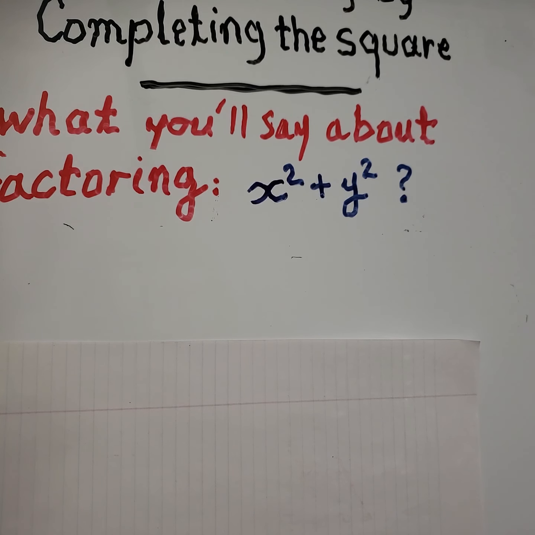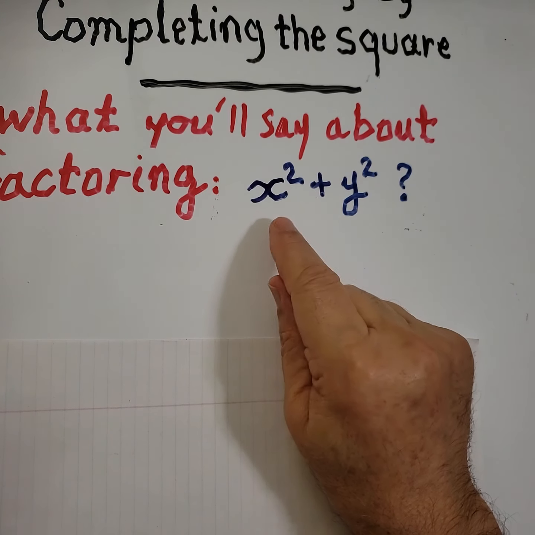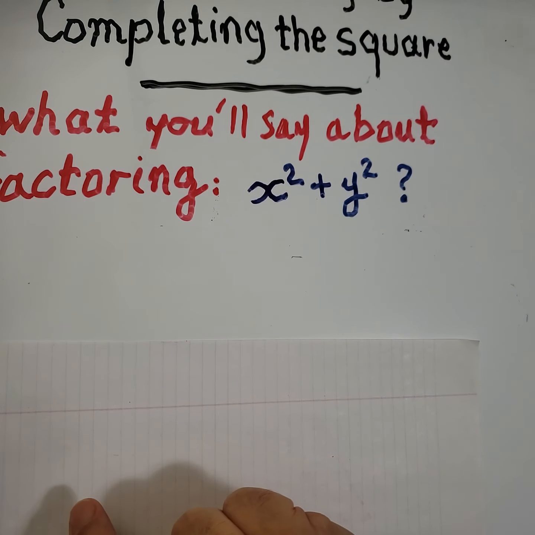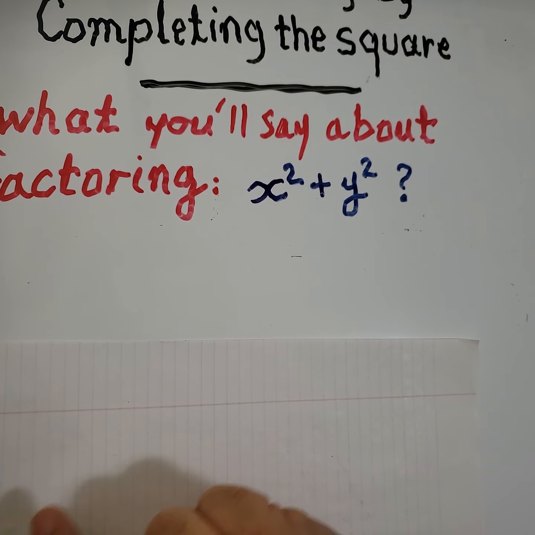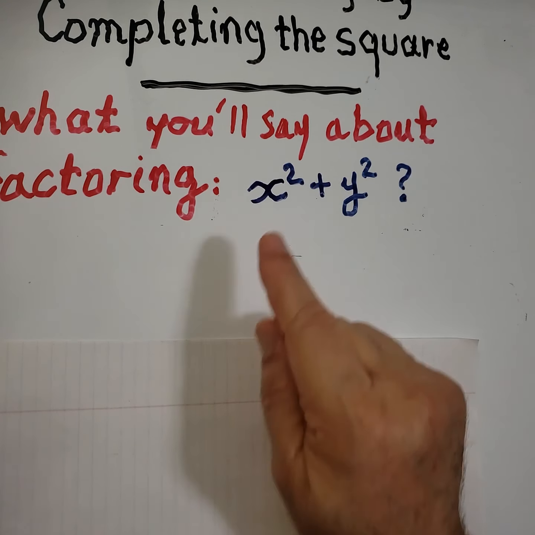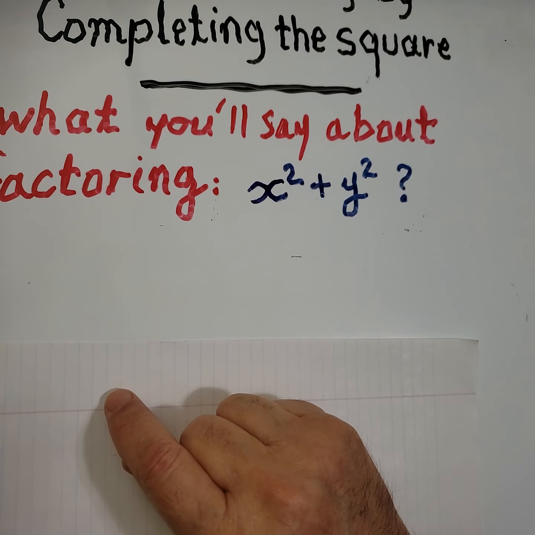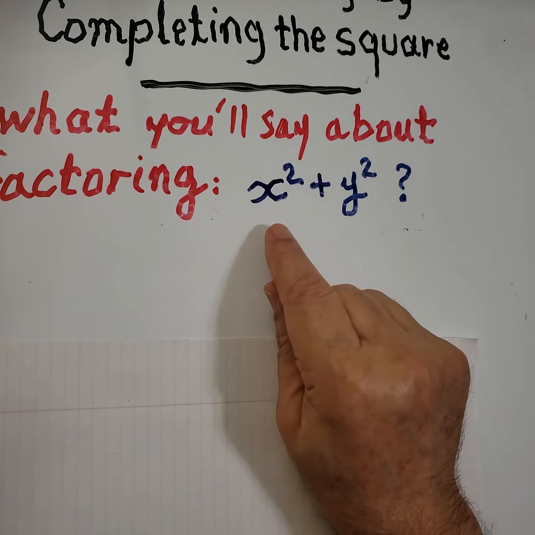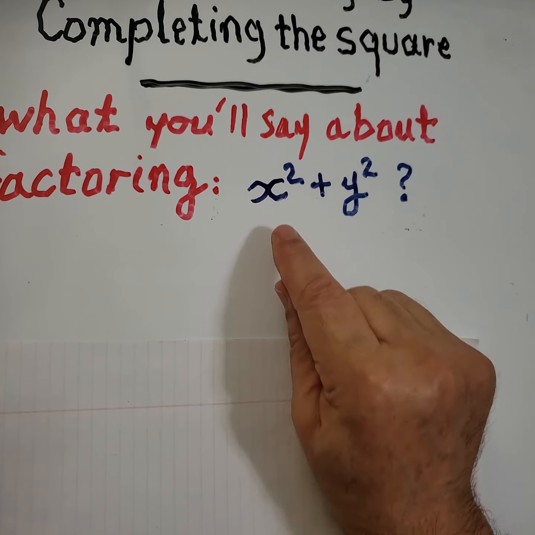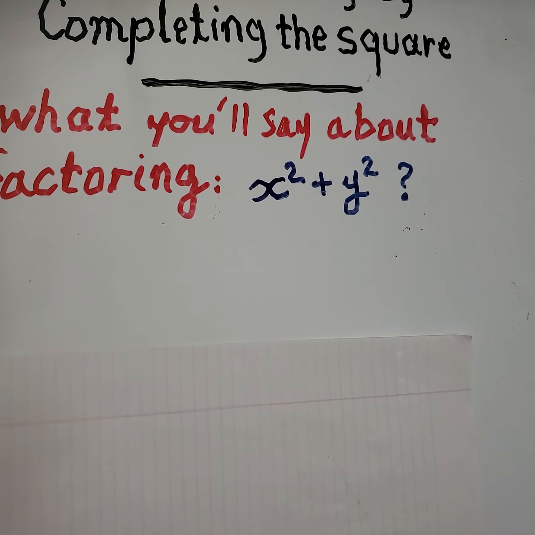Hi there. In this video we will deal with factoring of x squared plus y squared. That means the adding of two squares. We discussed in previous few videos how to deal with x squared minus y squared or x cubed minus y cubed or x cubed plus y cubed. But we did not deal with this form. How will we deal with it right now?